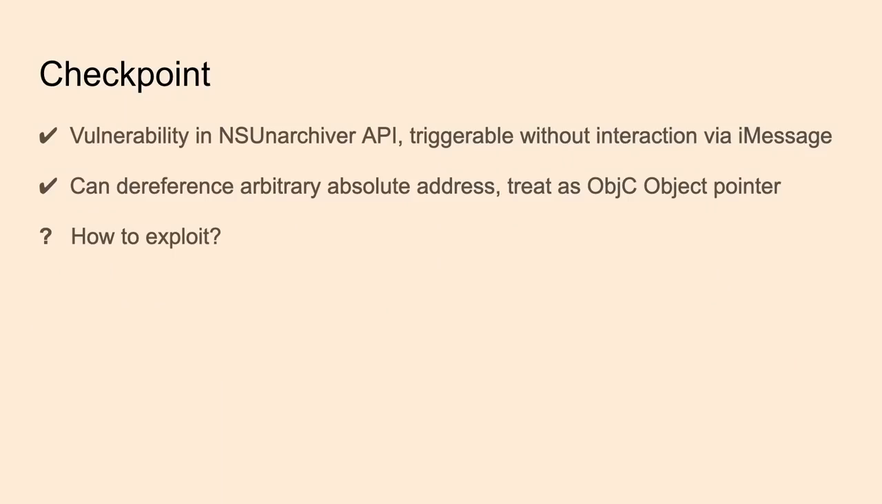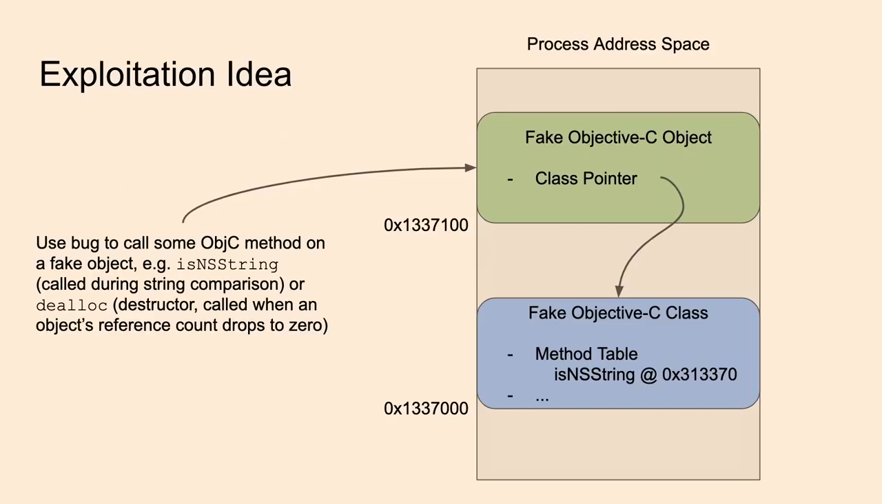OK. So here we are. How do we exploit this? So the rough idea for exploiting such vulnerabilities looks like this. You want to have some fake Objective-C object somewhere in memory that you're referencing. So again, we can access an arbitrary absolute address. We want some fake Objective-C object there. Every Objective-C object has a pointer to its class. And then the class has something called a method table, which basically has the function pointers to these methods, right? And so if we fake this entire data structure, so the fake object and the fake class, then as soon as the process calls some method on our fake thing, we get code execution. So we get control over the instruction pointer, and then it's game over. So that's going to be our goal for this exploit.